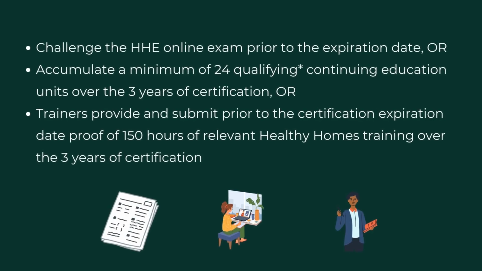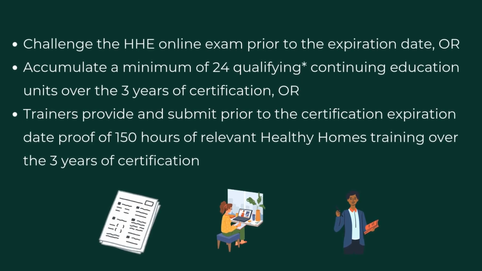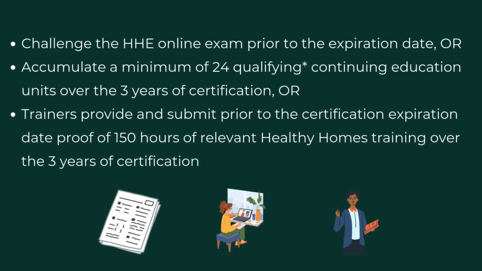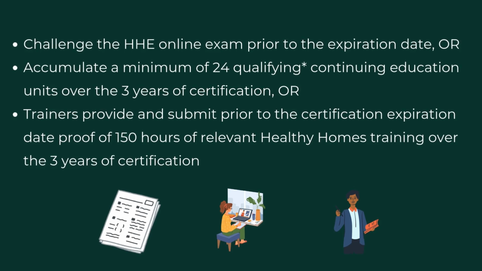You can successfully challenge the exam again prior to the expiration date. You could accumulate a minimum of 24 qualifying continuing education units over the 3-year period of certification. Or if you are a trainer yourself, you can submit proof that you have trained 150 hours of relevant healthy home training over the 3-year certification period.